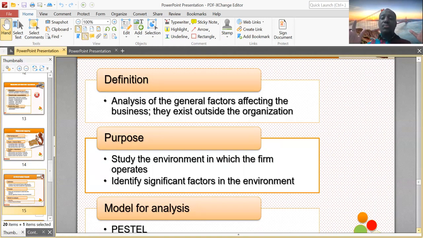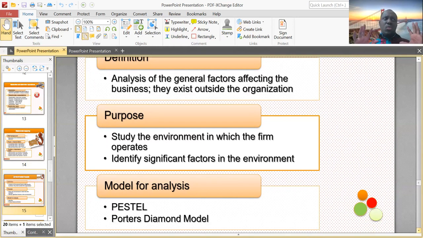Very, very crucial. You need to understand the environment in which you operate. You need to identify the factors in that environment. As an organization, you are not just operating in a vacuum. Things are influencing you and you're also influencing things. So you need to understand the factors that are affecting your business, and you want to understand how best you can manage them.